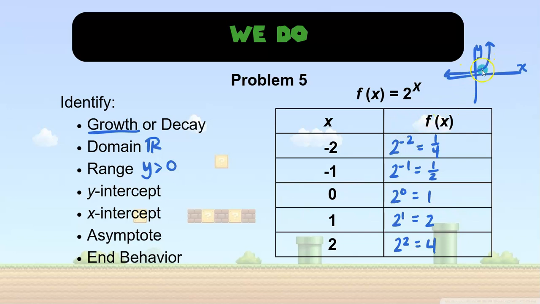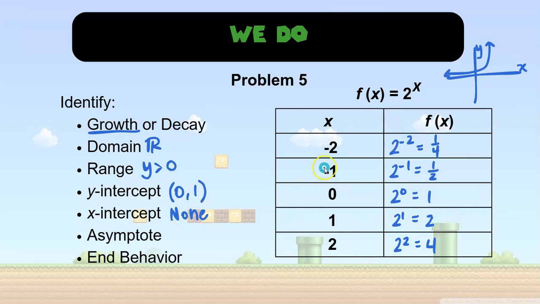Our y-intercept is where the graph crosses the y-axis. You can't tell here, but you'll be able to tell in Desmos when you graph it. But we can also use our table of values to see that when x is 0, y is 1. So our y-intercept is at (0, 1). And our x-intercept will be where the graph crosses the x-axis. And we know that it will never cross. So there is no x-intercept.